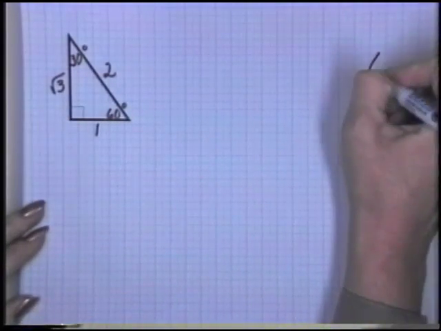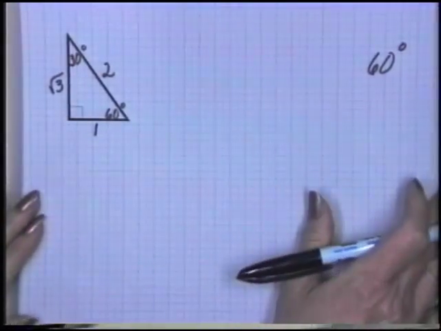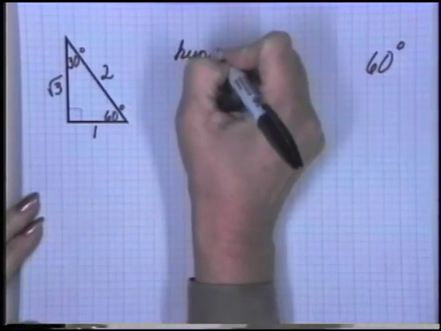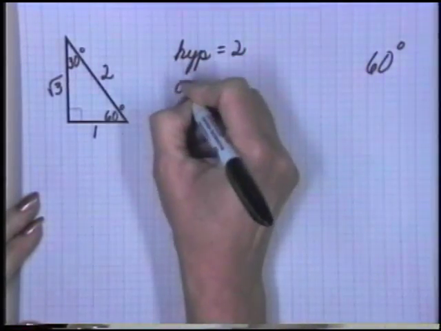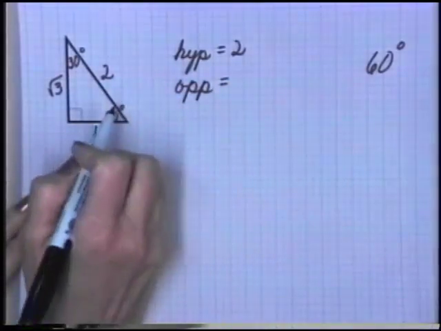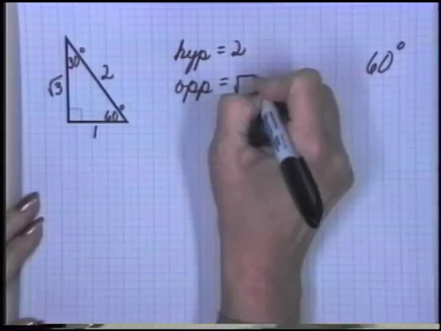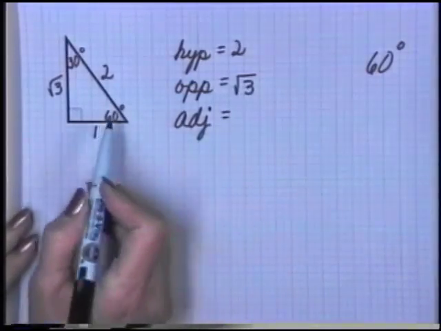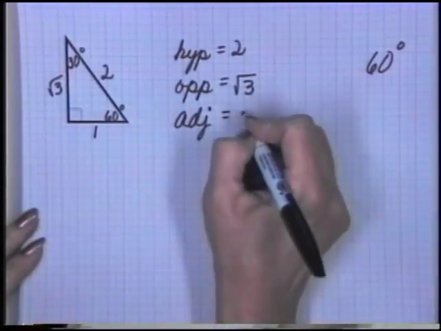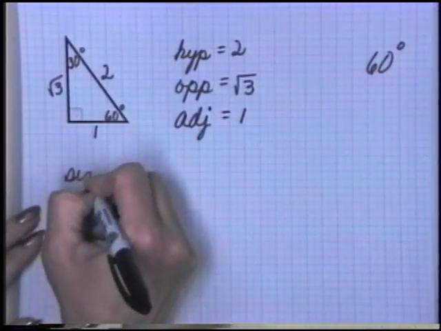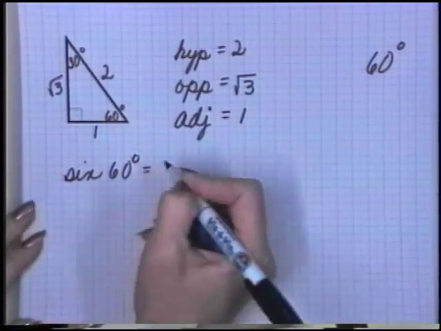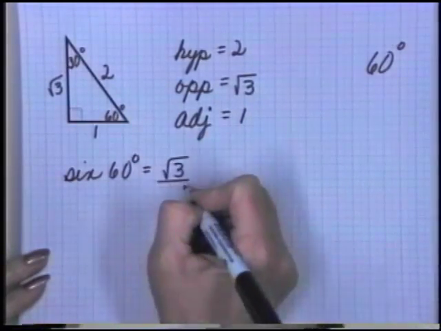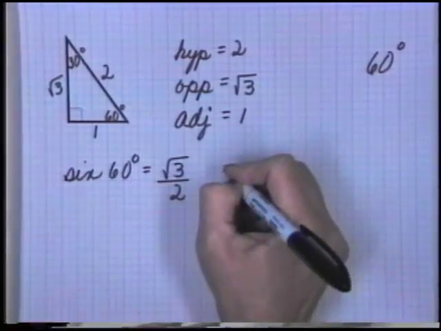Now, let's label for the 60-degree angle. Well, of course, just for the triangle, the hypotenuse equals 2. But for the 60-degree angle, the side that is opposite the 60-degree angle measures the square root of 3. And the side or the leg that is adjacent to the 60-degree angle measures 1. So when we define the sine of 60 degrees, it equals the opposite divided by the hypotenuse. We get the square root of 3 over 2.